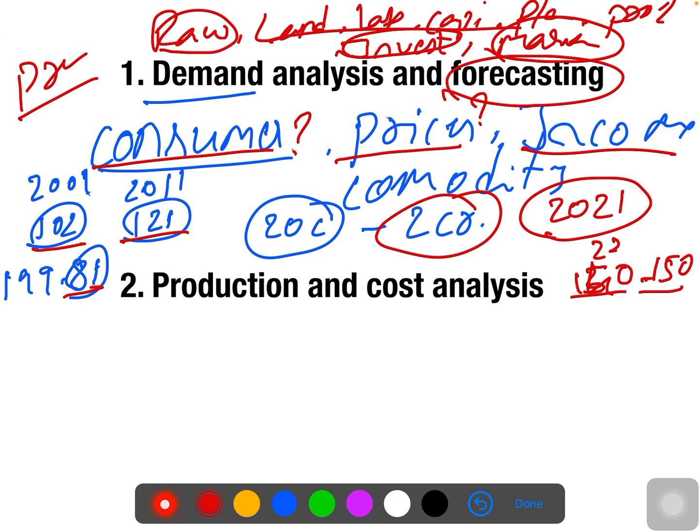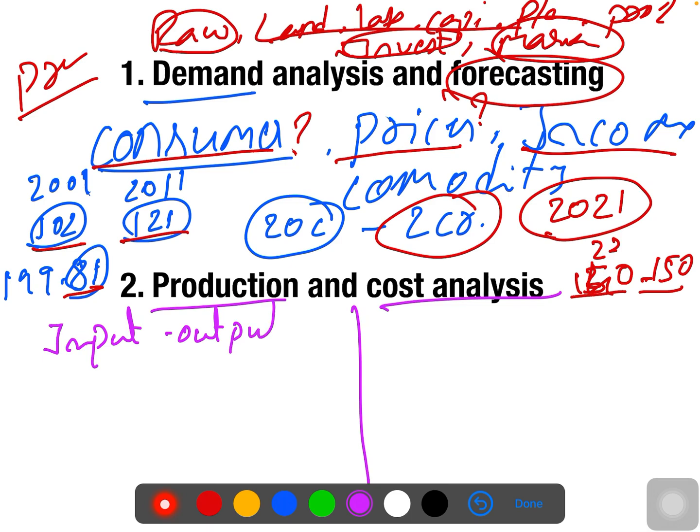And then the second point here you have, that is production and cost analysis. What is production all about? Production can be called the relationship between input and output. The relationship between input and output is called production. What is input here? Whatever factors of production we are using, including raw materials or any other thing, that is called input. Output means finally, by using all the inputs like raw materials and factors of production, what you are producing, that will be called output. If you analyze the relationship between these, that's called production.